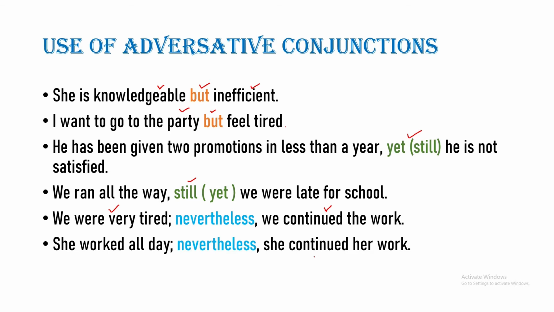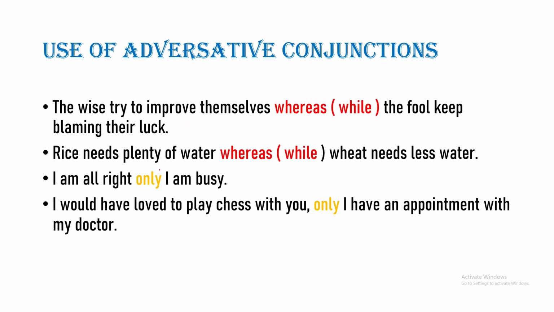The same thing. The wise try to improve themselves, whereas or while the fool keep blaming their luck. Two sentences: the wise try to improve themselves. Next sentence: the fool keep blaming their luck. Joined by whereas or while. Alternatively, we can use one.